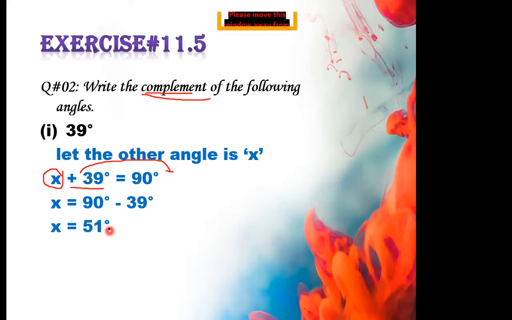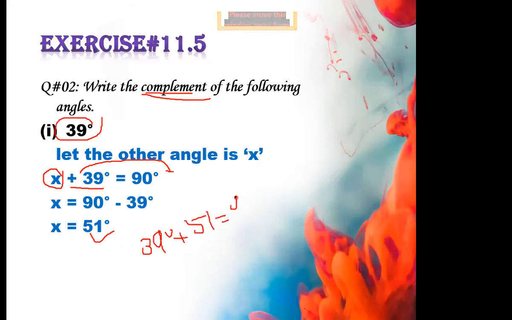So you will say that the complement of 39 is 51 degree. And if you add 39 plus 51, the answer will be equals to 90 degree. Okay, this was your unknown angle X that you have found. Now move on to the next question.